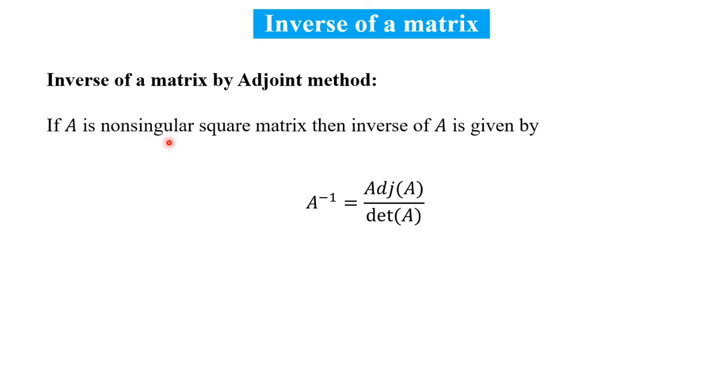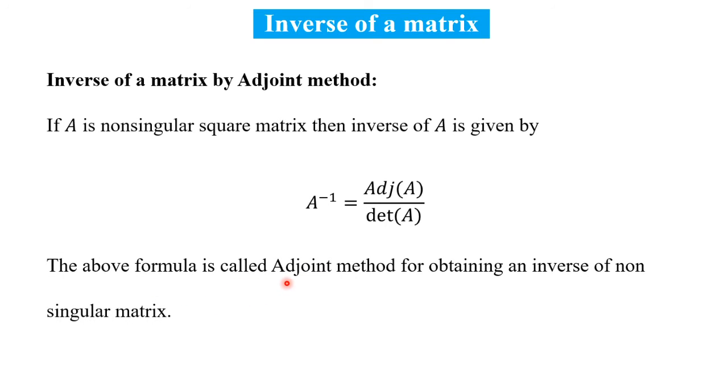If A is a non-singular square matrix, then the inverse of A is given by A inverse is equal to adjoint A divided by determinant A. This is the formula of inverse matrix by adjoint method. A inverse is equal to adjoint A divided by determinant A. The above formula is called the adjoint method for obtaining an inverse of a non-singular matrix.